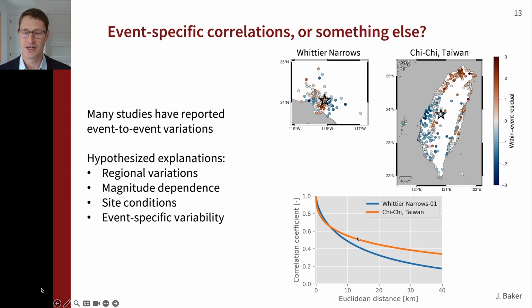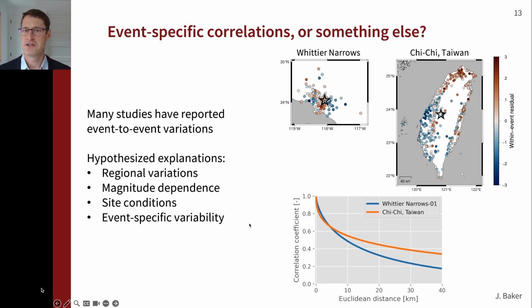The two data sets produce slightly different correlation models. Both lines are heading towards zero correlation as the distances get larger, but the rate of heading towards zero is different. For distances between, say, 10 and 40 kilometers, the Chi-Chi Taiwan data implies larger correlations than the Whittier Narrows data. This type of pattern has been observed for as long as spatial correlations have been studied, and lots of different folks have reported on it.